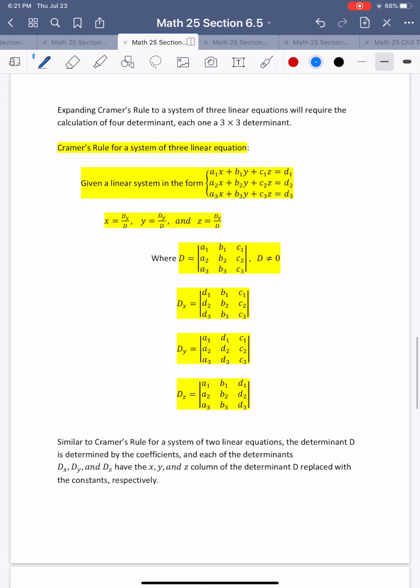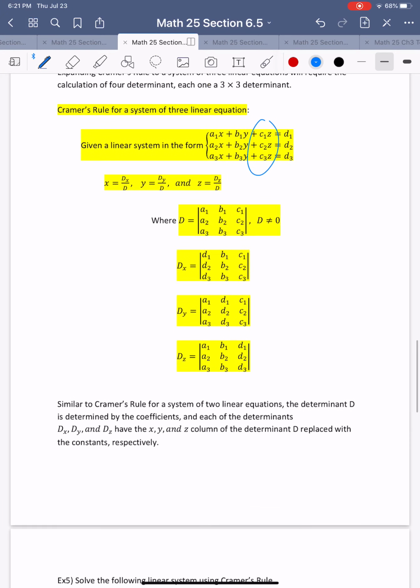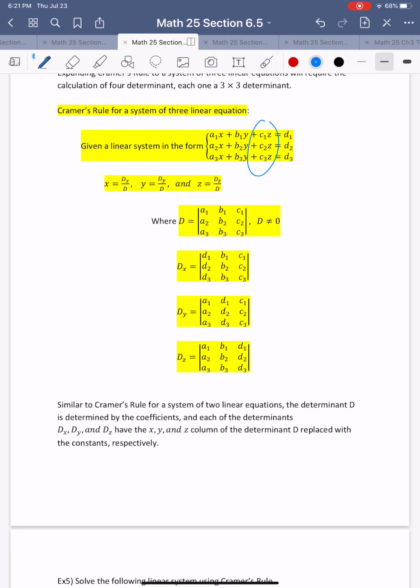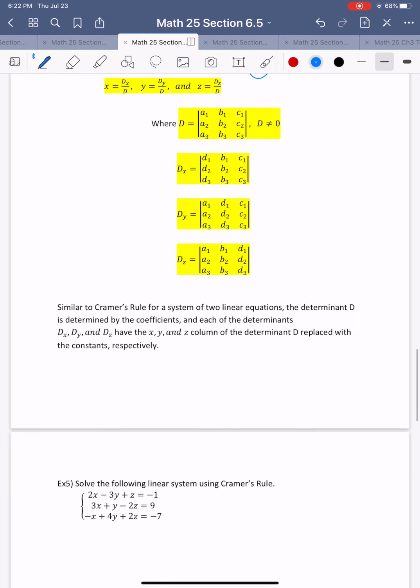Expanding Cramer's rule to a system of 3 linear equations will require the calculation of 4 determinants, each one of them 3×3 determinants. So for Cramer's rule for the system of 3 variables, we have a D. Same way, we just have extensions. Now we have a Z. Similar to the rule for the system of 2 linear equations, determinant D is determined by the coefficients, and each of the determinants Dx, Dy, and Dz have the x, y, and z column of determinant D replaced with the constants respectively.